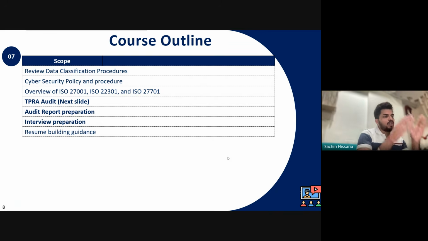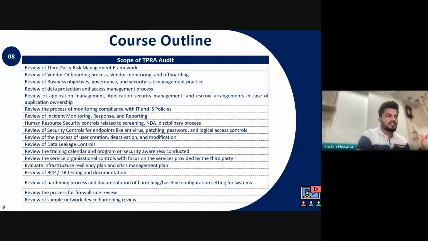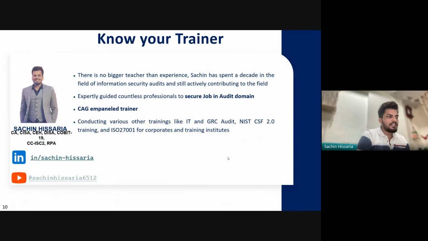Then once all of that domain are completed, we also tell you how to present your observations, how to write an audit report, and what are the things that you need to consider while writing an audit report. So that is also covered, guys. This is the broad scope of a TPRA audit.